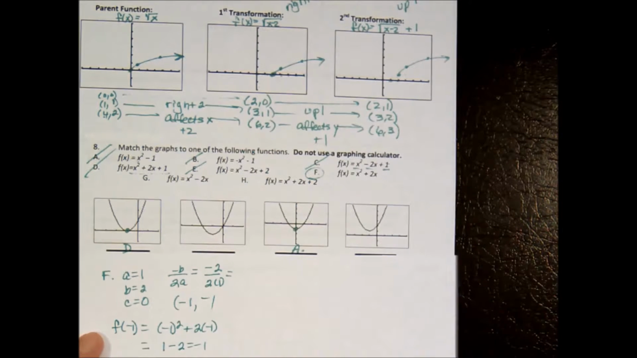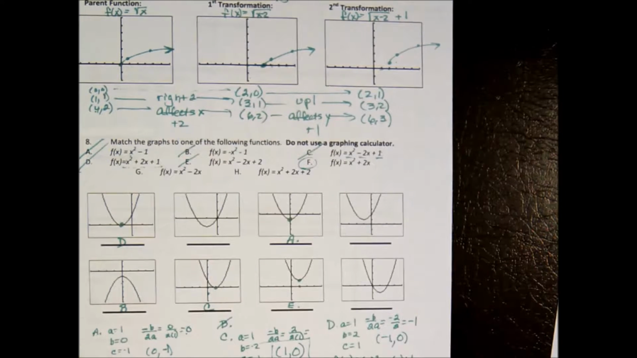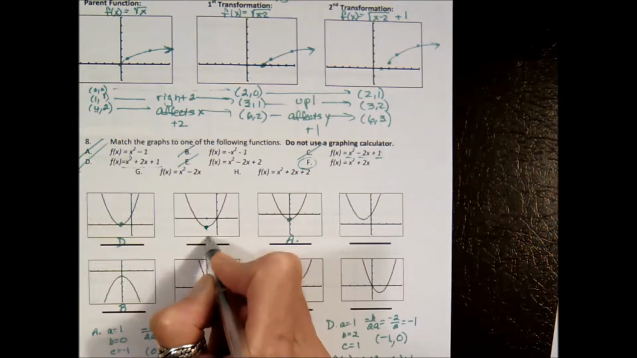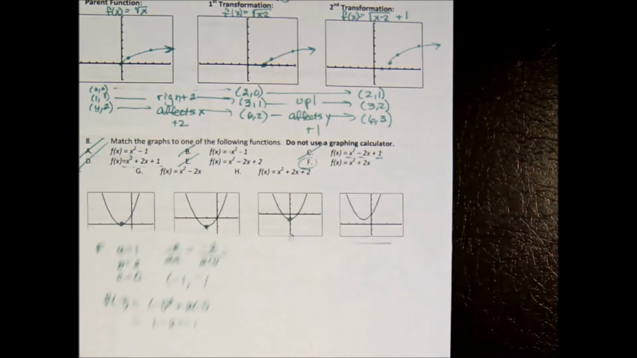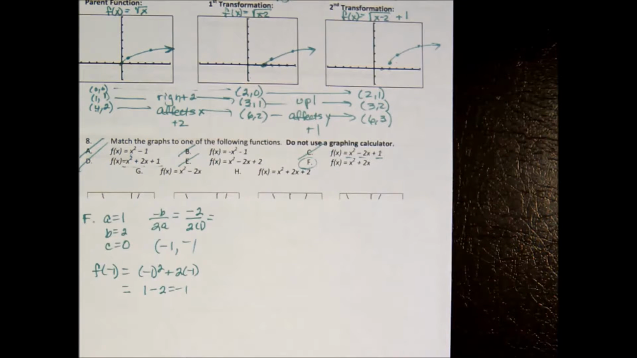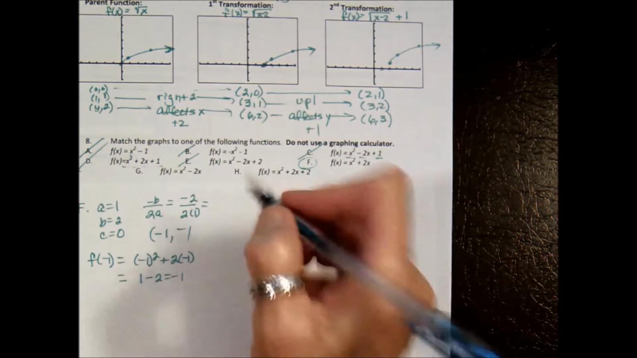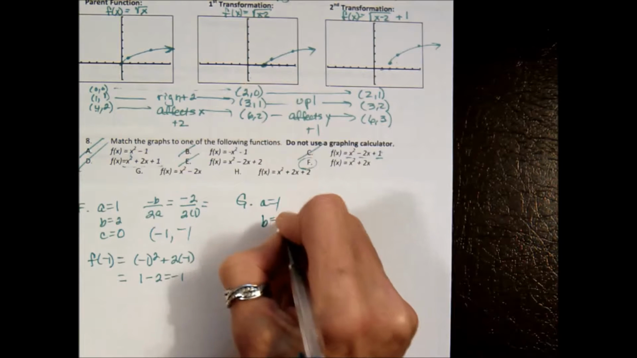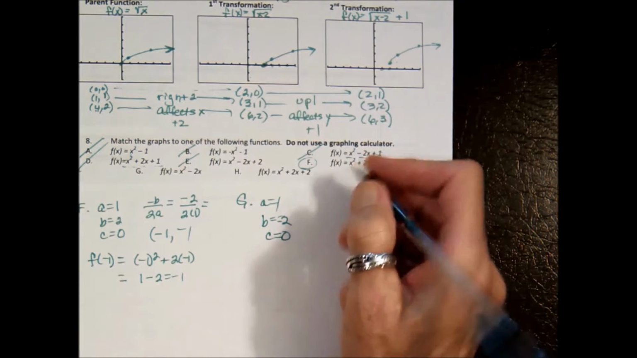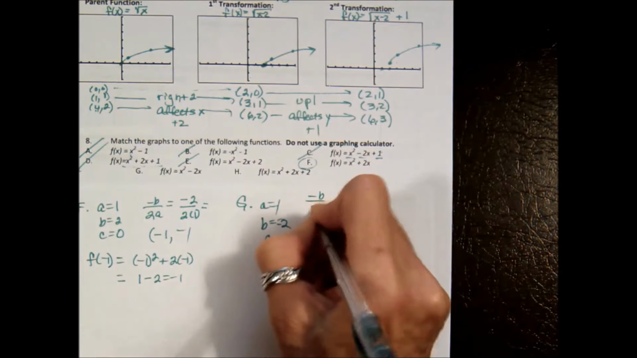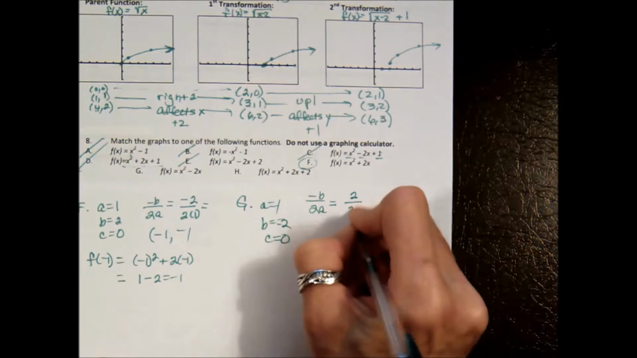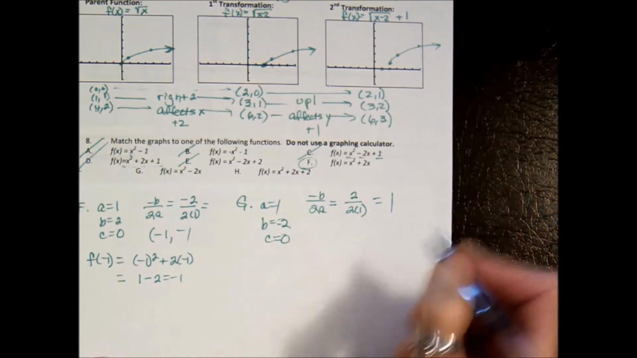Let's go back to our graphs for F, whose vertex is at negative 1, negative 1. This is F. We really only have one more, G, because once we're done, the one that's left will be H. So for G, my A is 1, my B is negative 2, my C is 0. Negative B over 2A is the opposite of B, which was negative 2, over 2 times 1, or 2 over 2, which is 1. Now I need F of 1.